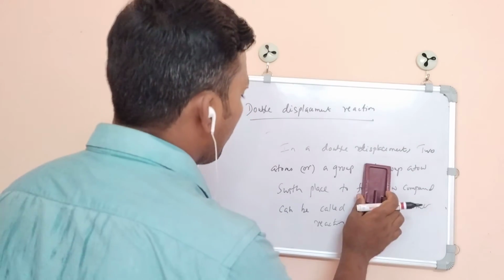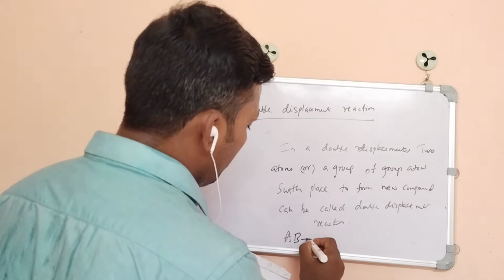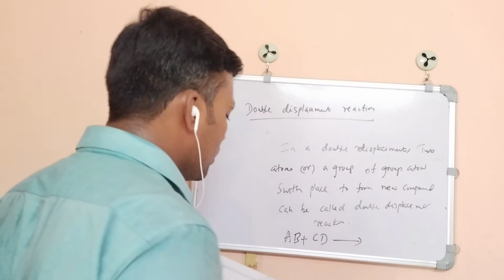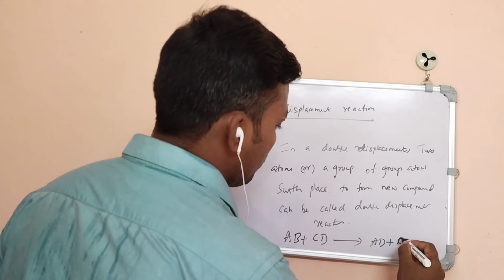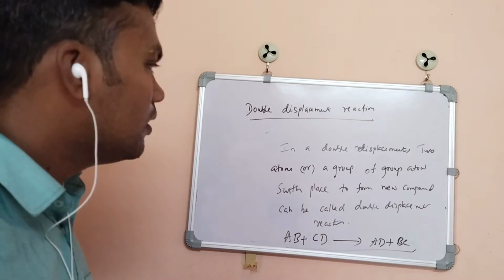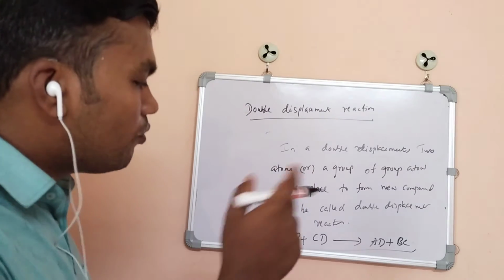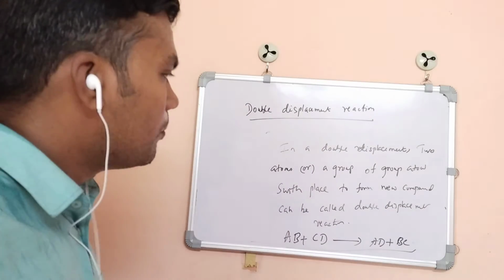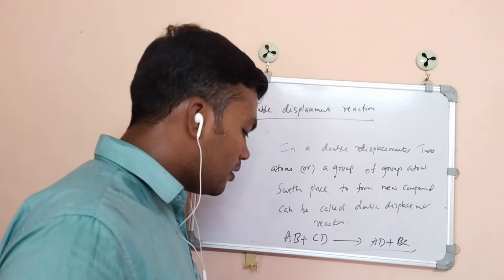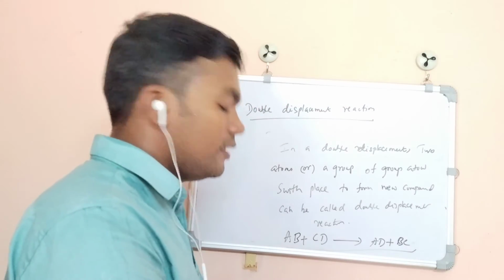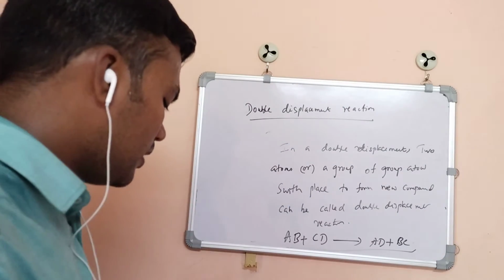Okay, now we can see some examples. AB plus CD gives, what we can get here, AD plus BC. In this reaction, two atoms or a group of atoms switch place to form new compounds. Here AD is the new compound. This type of reaction can be called a double displacement reaction. We have now seen double displacement reactions with some examples.